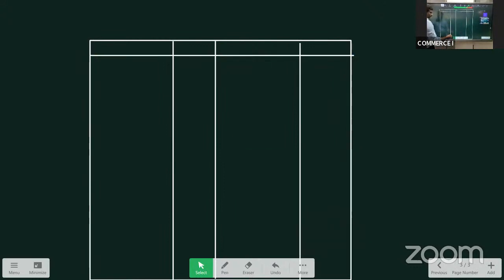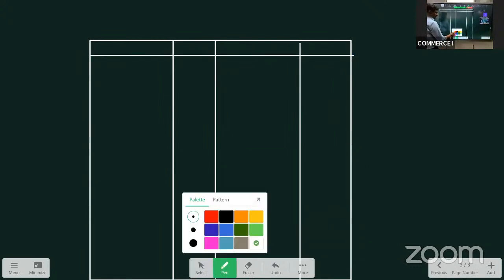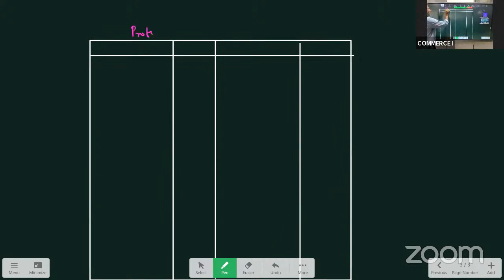This is the format of profit and loss account. We are preparing profit and loss account for the year ending on, and we write the date. This is the particulars column as usual, and this is the amount column.